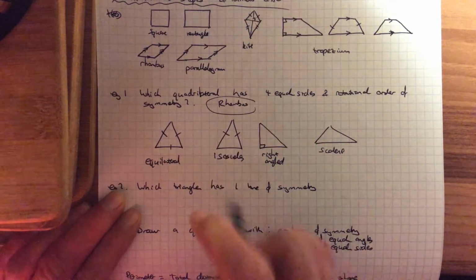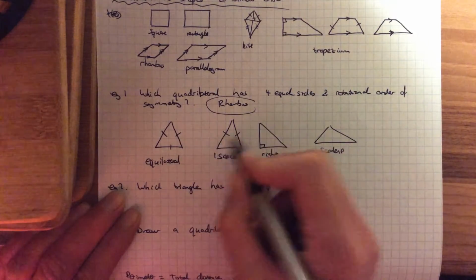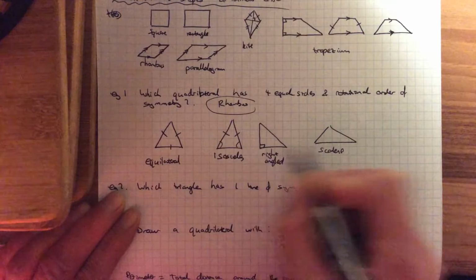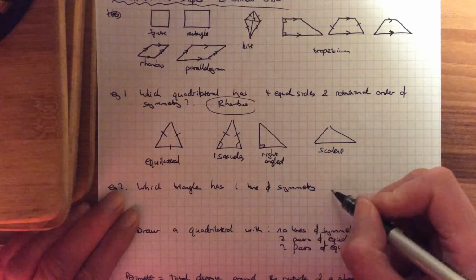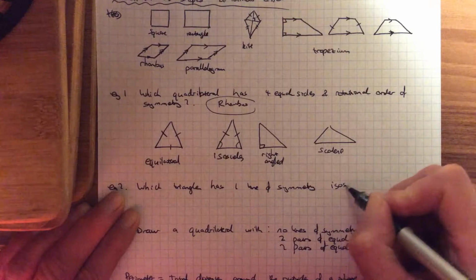Have a look at the triangles now. Equilateral 3 equal sides, isosceles 2 equal sides, 2 equal angles, right angles, and then scaling. Which triangle's got one line of symmetry? That's pretty straightforward. Isosceles.